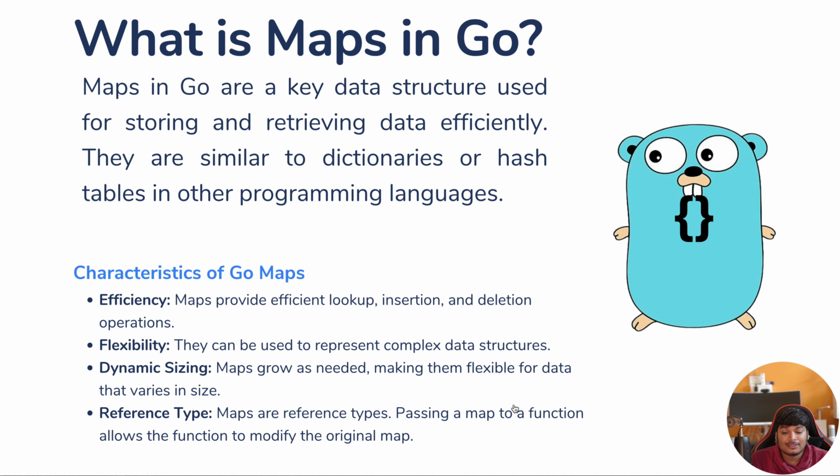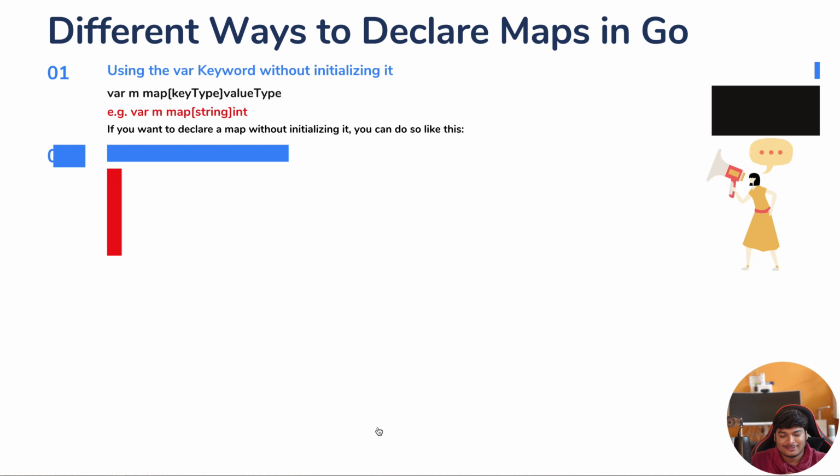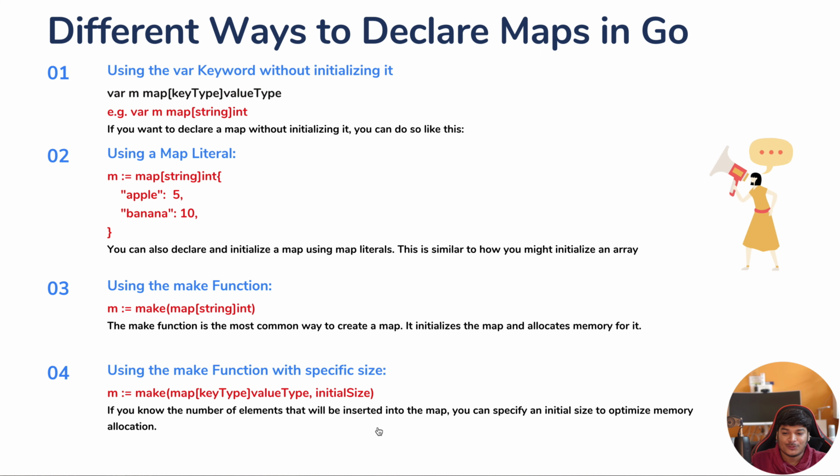Okay, and the reference type. Maps are a reference type, just like slices. When you pass the original map variable to another function or copy it to another variable and make changes inside the function, the original map data will change too. So maps are reference types. Passing a map to a function allows the function to modify the original map. Always remember that part.